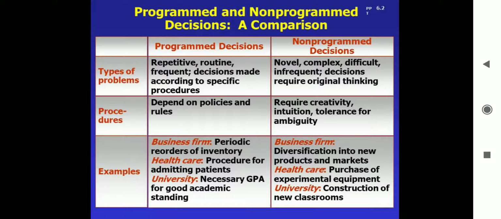Whereas if we go for non-programmed decisions, for example, in a university or educational institution, construction of a new classroom, or purchase of new equipment in healthcare, something like that. So all those come under non-programmed decisions.